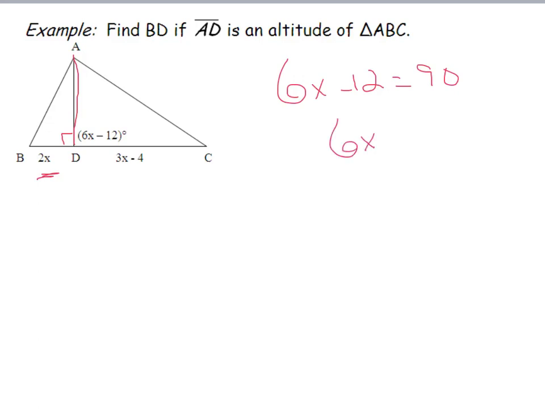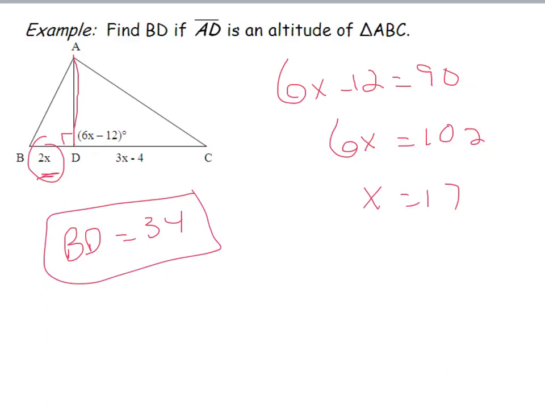6x should equal 102, so you should have gotten that x is 17. Now, to find BD, all I have to do is plug it in. You get BD is 34. Okay, medians and altitudes. This is what we learned about. Make sure you know the difference and know how to draw these in.